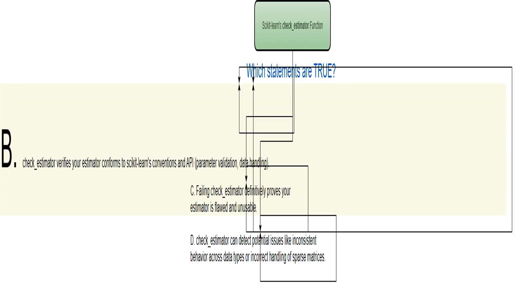This is true. This is the core function of check_estimator. It ensures that your custom estimator follows all the rules and behaves consistently with other scikit-learn estimators. It is like checking if you're following a specific recipe for a cake. It doesn't determine if the cake is delicious, but it does confirm if the steps are followed properly.